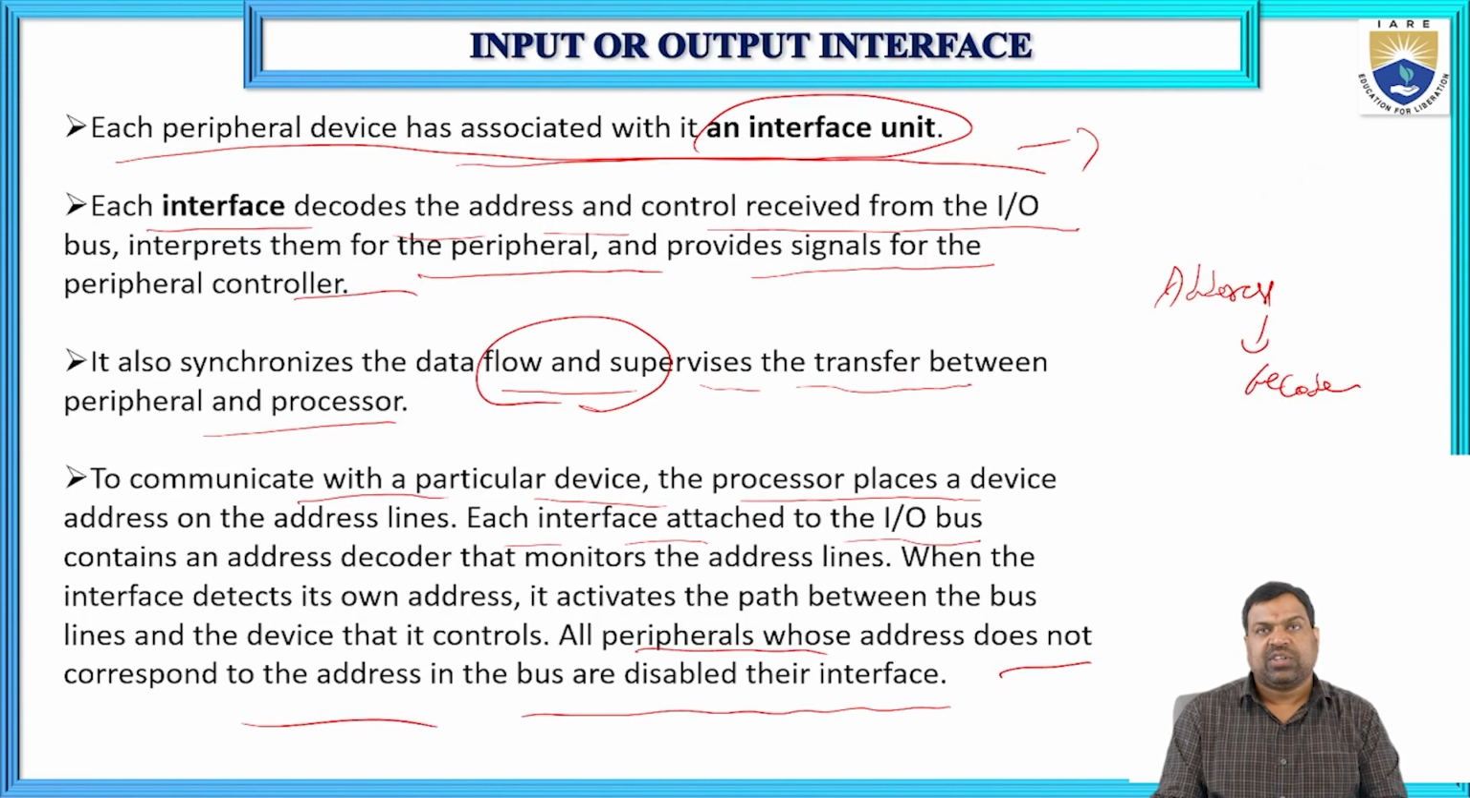Each peripheral device is associated with an interface unit. Each interface decodes the address and control received from the input output bus, interprets them for the peripheral, and provides signals for the peripheral. The synchronization is possible with the data flow supervisors with inputs and outputs. To communicate with a particular device, the processor places a device address on the address lines.